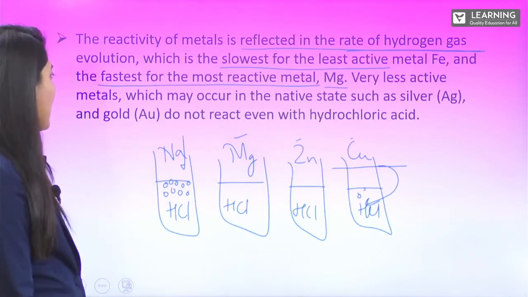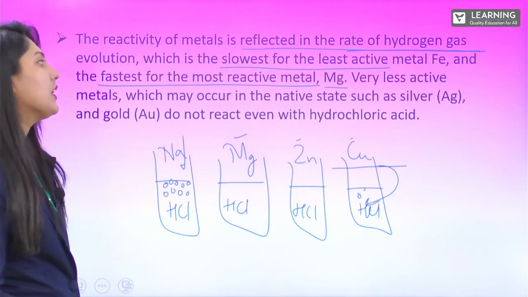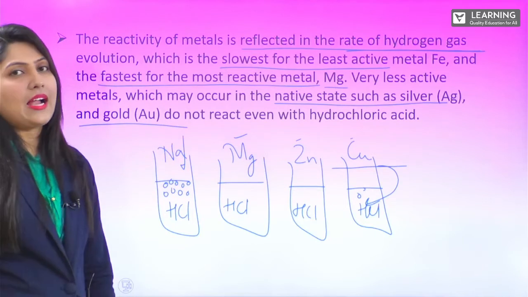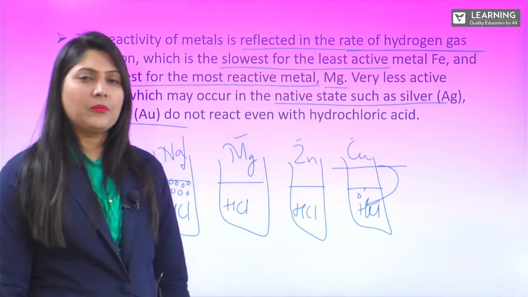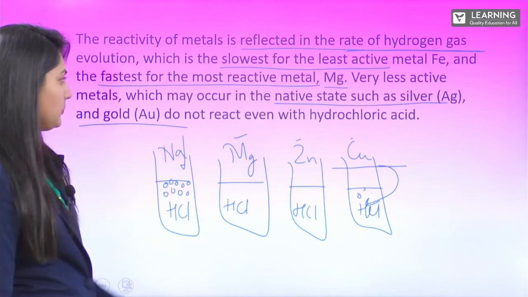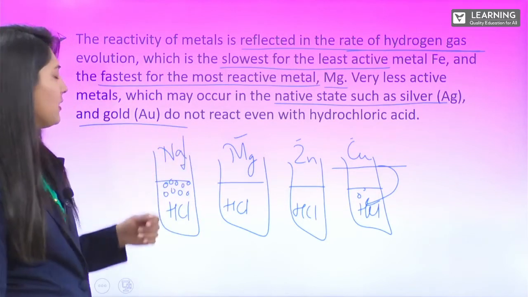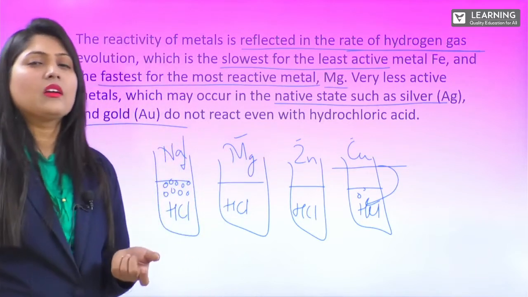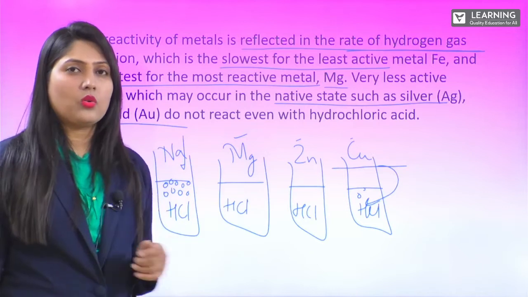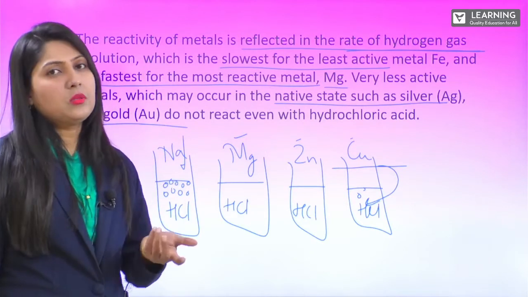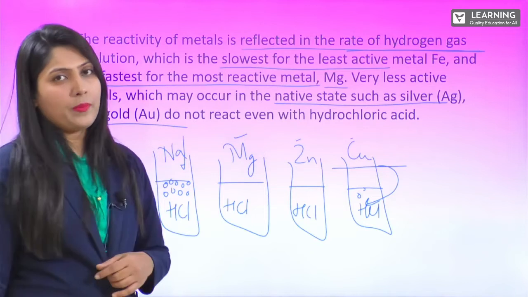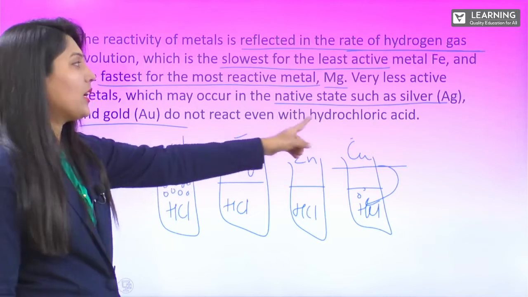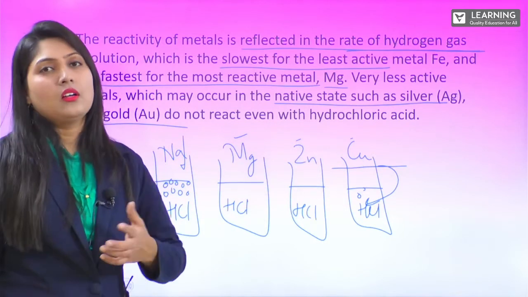Okay. Very less active metals which may occur in native states, such as silver and gold, do not react with hydrochloric acid. Students, do you know about silver coating and gold polishing? If you have a chain of silver or gold, you give it for polishing, and they remove the outer layer and the inner layer will be lustrous, as metals have the property of luster, so you get that shining property. But that outer layer cannot be easily removed by any of the acids.